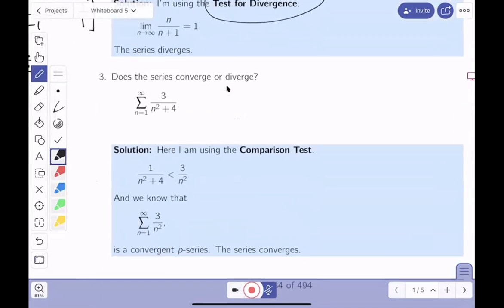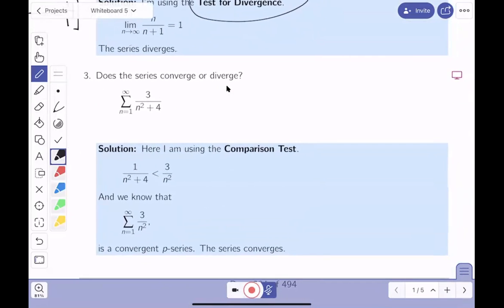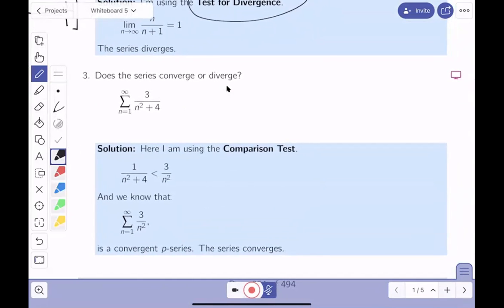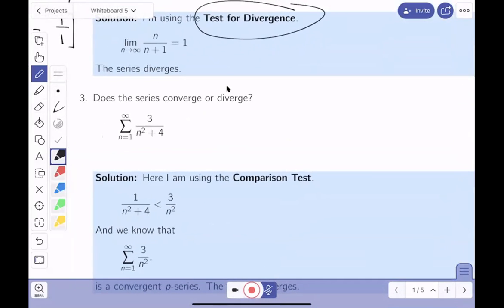All right, let's do number 3. And in number 3, there's many things you can do. You could definitely use the integral test if you want to, but I'm going to use the comparison test. So let's write this down for you. So I'm going to use the comparison test. What am I saying? This is a positive term series.